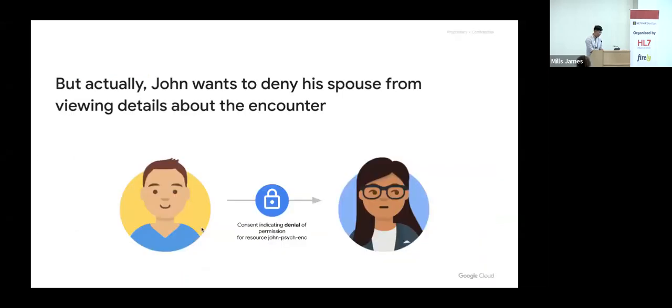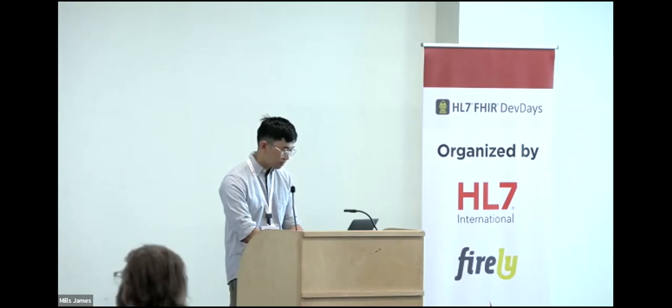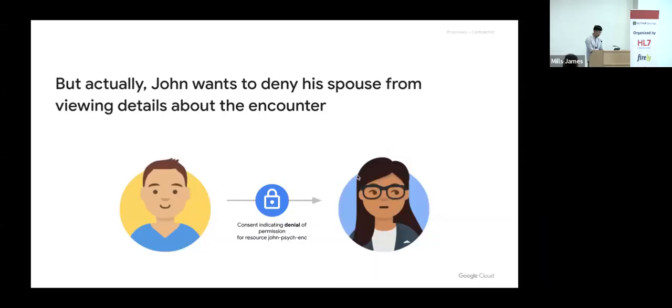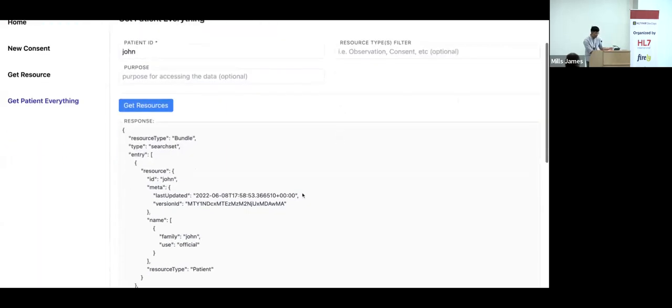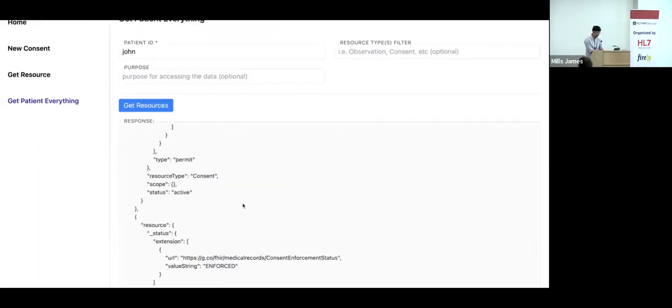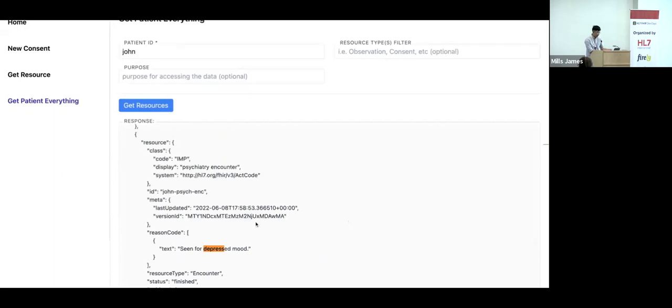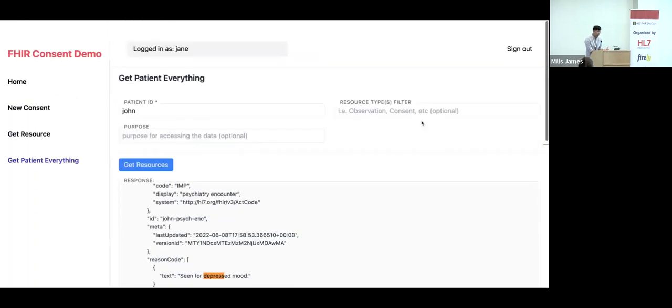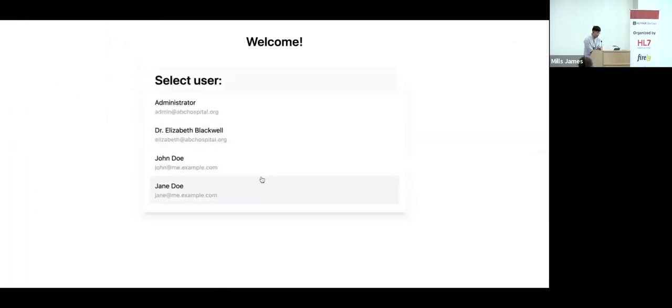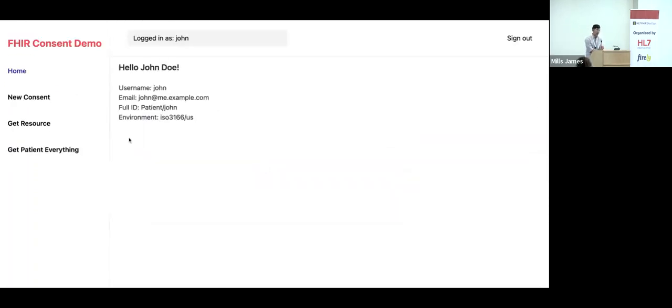So let me go back to the demo. Sorry, this is back to the slide. Let me go back to the demo. Okay, I'm back in the demo. Jane's looking at all of John's stuff. As you can see, Jane can see that John had this sensitive mental health encounter. So now I'm going to go back to John, and I'm going to deny access on that sensitive record.